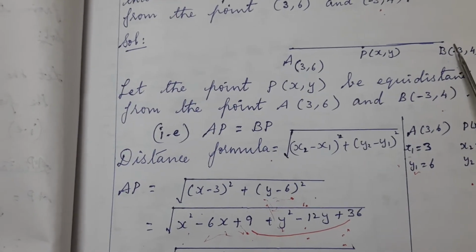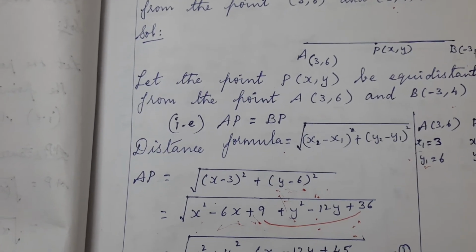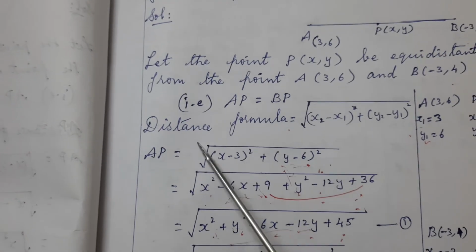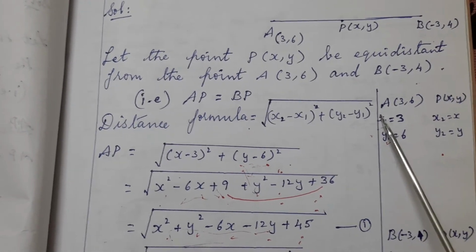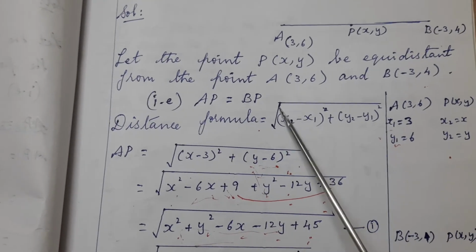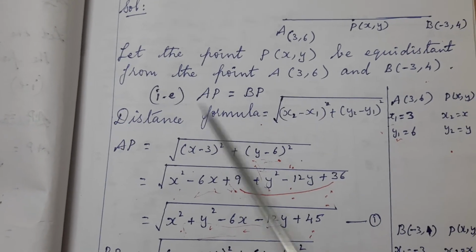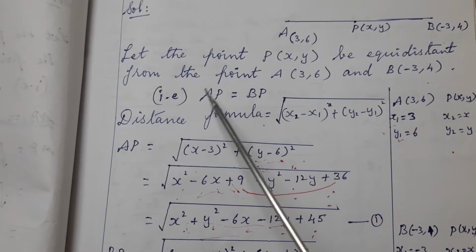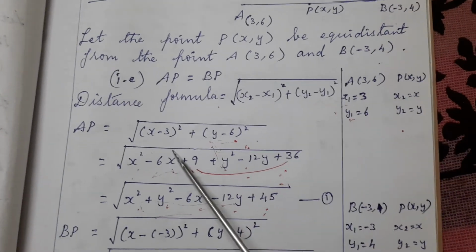So A, B and P is a point which is equidistant. That means AP is equal to BP. So distance formula we know, root of x2 minus x1 the whole square plus y2 minus y1 the whole square. So let us find AP first, then BP. As I told you before, we can also do it the same way. AP equal to BP in a straight line, straight away we can do, or we can do separately, AP separate, BP separate. Now here I have done separately.